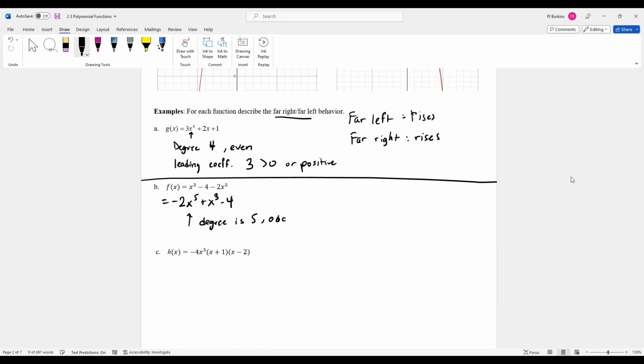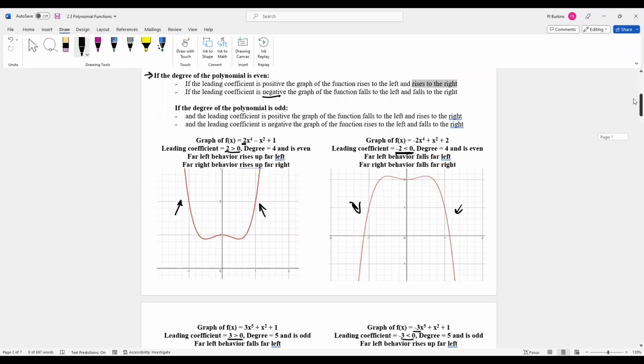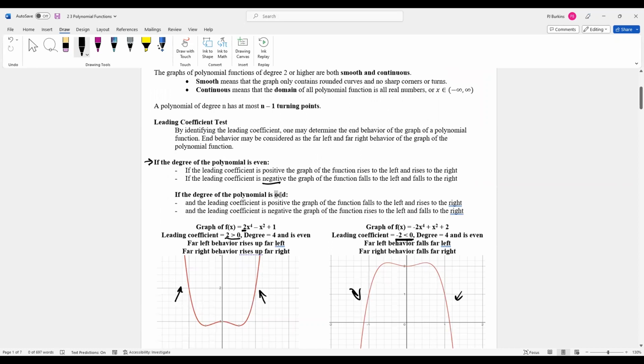We know that that's odd, and we know that our leading coefficient is negative 2, and that's less than 0. So let's scroll back up. Right, the option said if our degree is odd and the leading coefficient is negative, then this thing rises to the left and falls to the right.